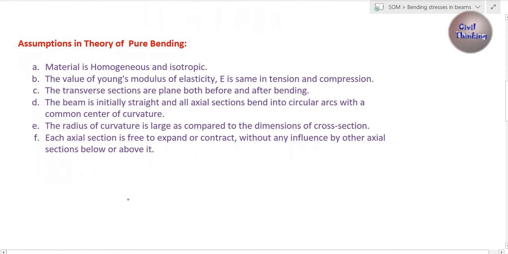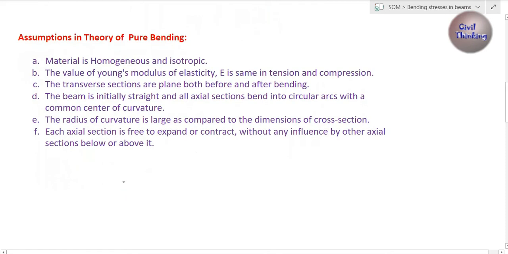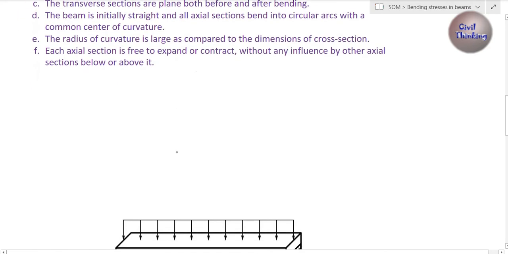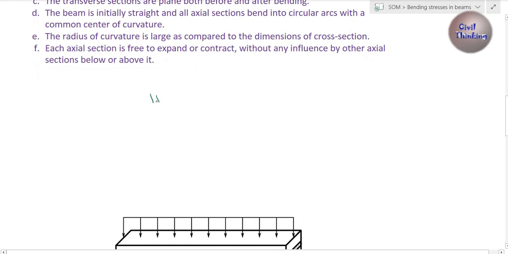Okay, now there are some assumptions in the theory of pure bending. Now, assumption A is this. What is assumption A? Material is homogeneous and isotropic. Now we have two terms here. Homogeneous, right? And isotropic.